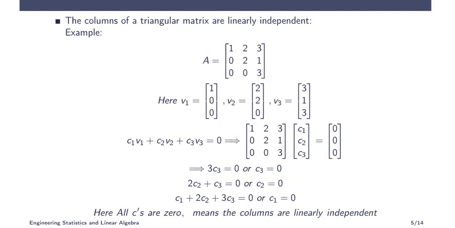Next one: the columns of a triangular matrix are linearly independent. Remember, this is not the dependent case, this is the independent case. For a triangular matrix, the column vectors are always independent. Why? Because we can consider this column as the first vector V1, this is the second vector (2, 2, 0), and the third vector is (3, 1, 3). Now the linear combination is C1 V1 plus C2 V2 plus C3 V3 equal to 0. We have to prove that C1 is equal to C2 equal to C3 equal to 0, and we don't have any other value for C1.